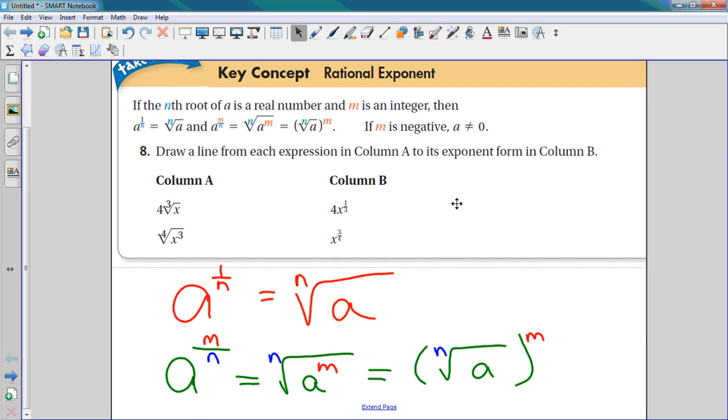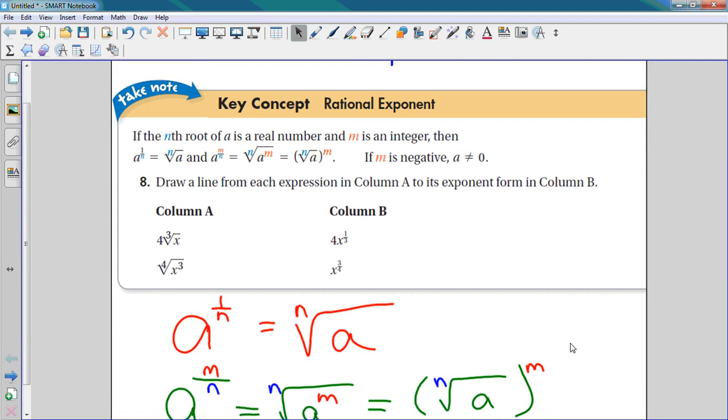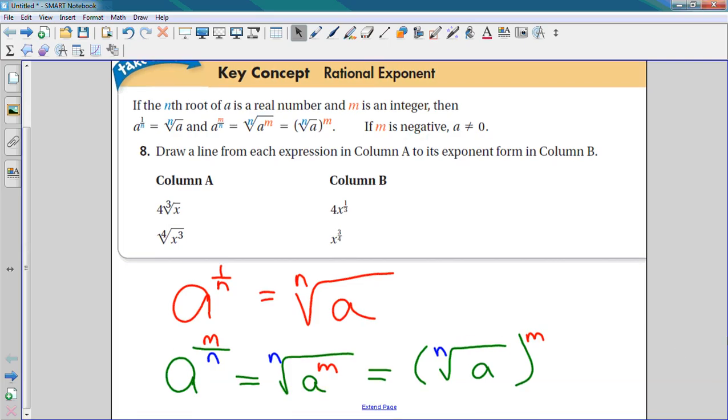About Chapter 6, Section 4, rational exponents, okay? Basically, this is all that this box means. I copied this box right out of your book, okay? If you have a to a fraction, or to a rational number, to the 1 over n, that's just the nth root of a.